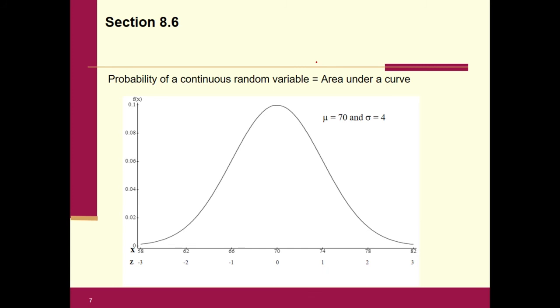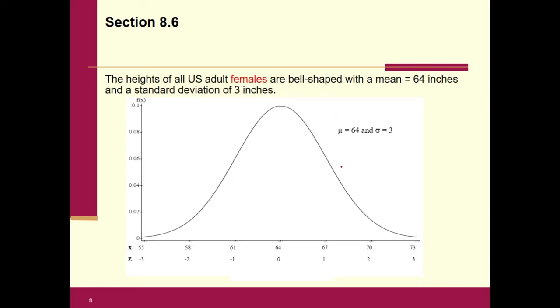Let me demonstrate. This was our example before. We have a mean of 70 and a standard deviation of 4 for the male heights. There's our x axis and there's our z axis. Remember that the probability that x is between 66 and 74 is 68%. So if we drew a line here and a line there, we got 68% of the data. Now let's change the problem. Instead of male heights, let's say we looked at female heights. Female heights tend to be bell-shaped also. We'll say that they have a mean of 64 inches and a standard deviation of 3 inches.